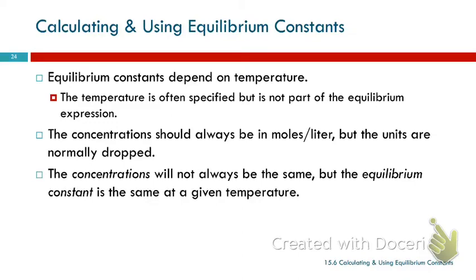So equilibrium constants are constant, but there are things that can cause them to change, and one of those things is temperature. If you run a reaction at a different temperature, that may affect the equilibrium constant. So oftentimes the temperature will be specified when you're given an equilibrium constant. They'll say the equilibrium constant is 5.3 at 25 degrees Celsius. The 25 doesn't come into the calculation at all. It's just there as sort of the small print.